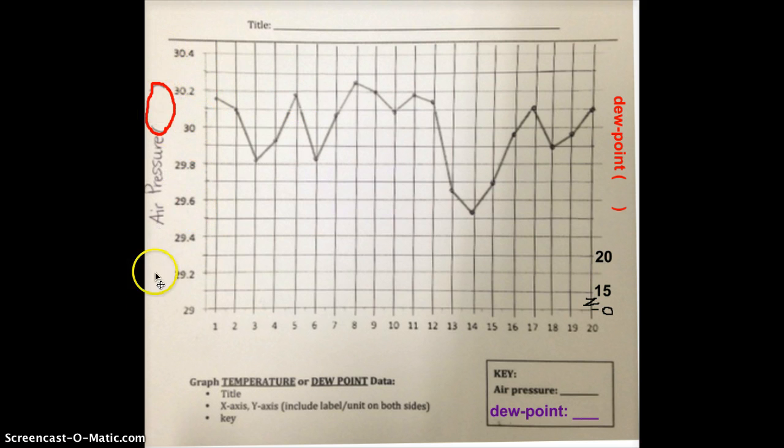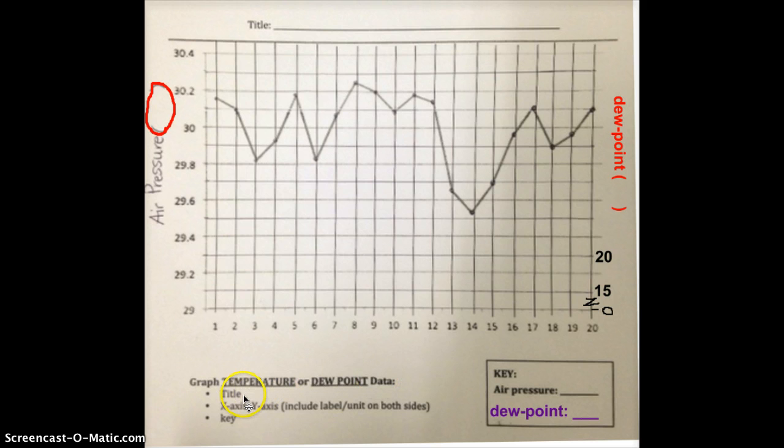Now I can't use this y-axis for dew point temperatures, so we're going to be setting up a separate y-axis on the right that you'll use to plot dew point. But before we do that, let's set up the graph. If you look down at the bottom, you can circle dew point because that's what you're plotting.